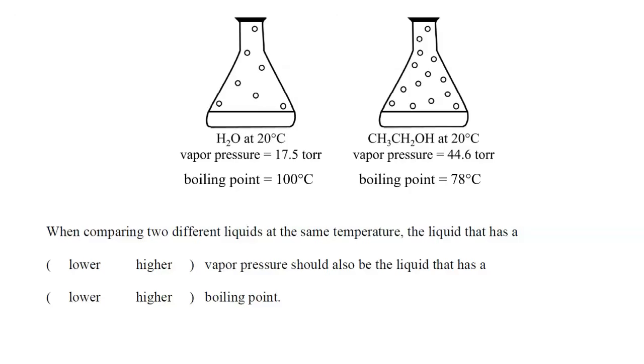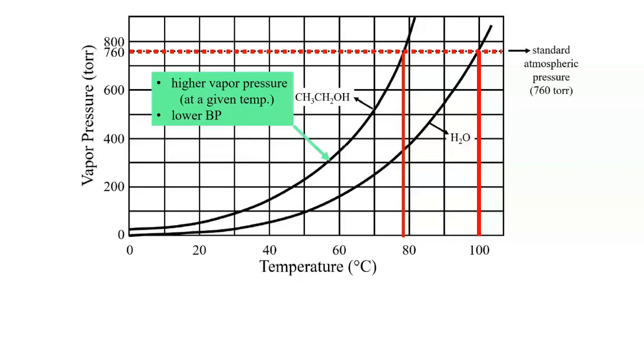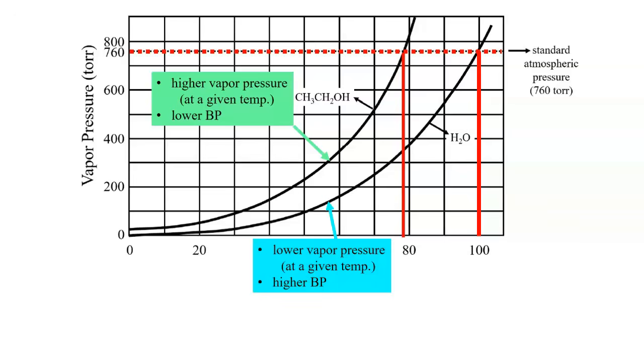The takeaway from this information is that when comparing two different liquids at the same temperature, the liquid that has a lower vapor pressure, like water in this example, will have a higher boiling point, or you could say it the other way around and it would still be true. The liquid that has a higher vapor pressure, which would be ethanol in this example, has a lower boiling point. On this graph of vapor pressure versus temperature, you can also see that comparison: ethanol has a higher vapor pressure at a given temperature and a lower boiling point, whereas water has a lower vapor pressure at a given temperature and a higher boiling point.